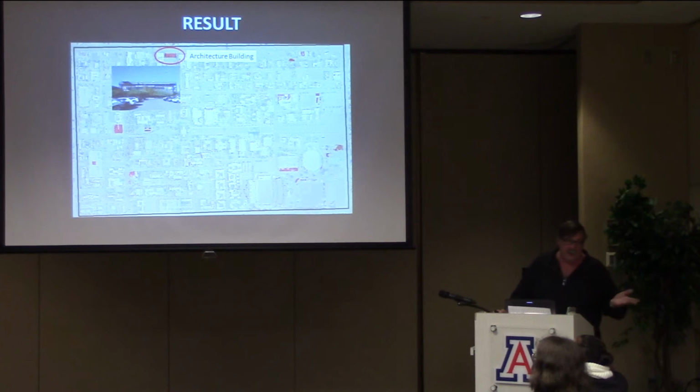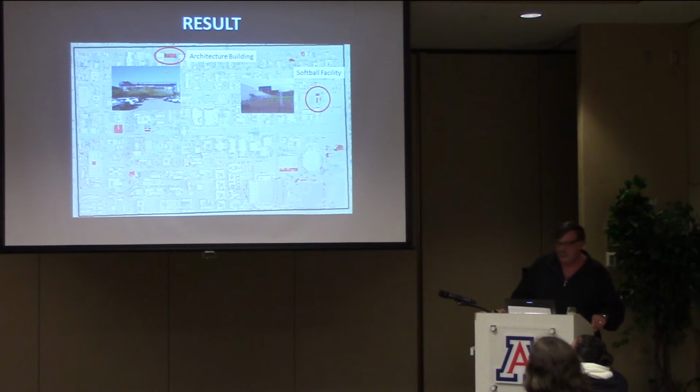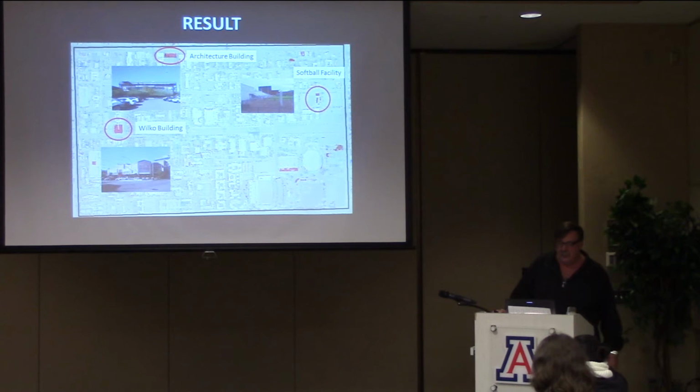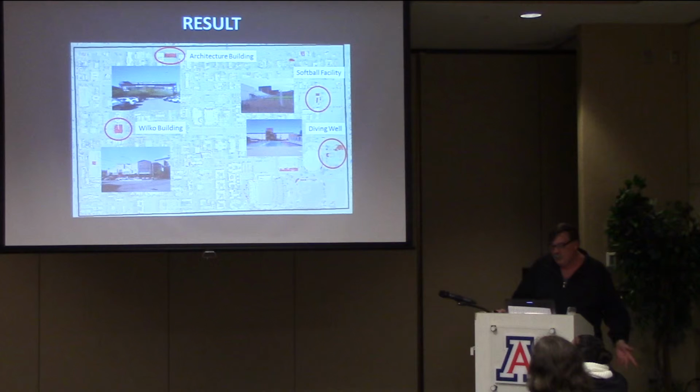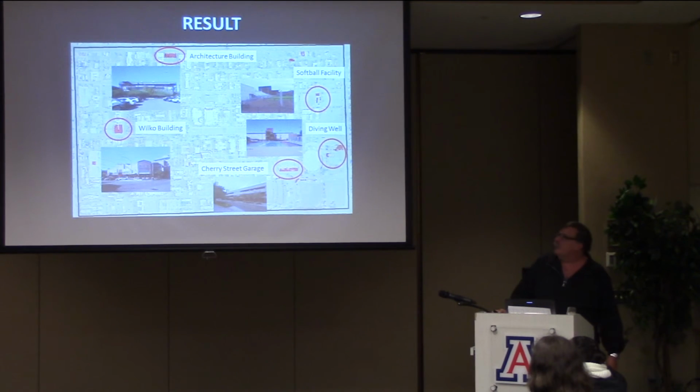The first is the architecture building. The second is there was an addition to the softball facility. The third is the Wilco building, which was built at the corner of Park and University. The fourth was they added a diving well to the Hillenbrand Aquatic Center. It's a little bit harder to see because it wasn't as high as the other buildings were. And then the last was they added an addition to the Cherry Street garage.